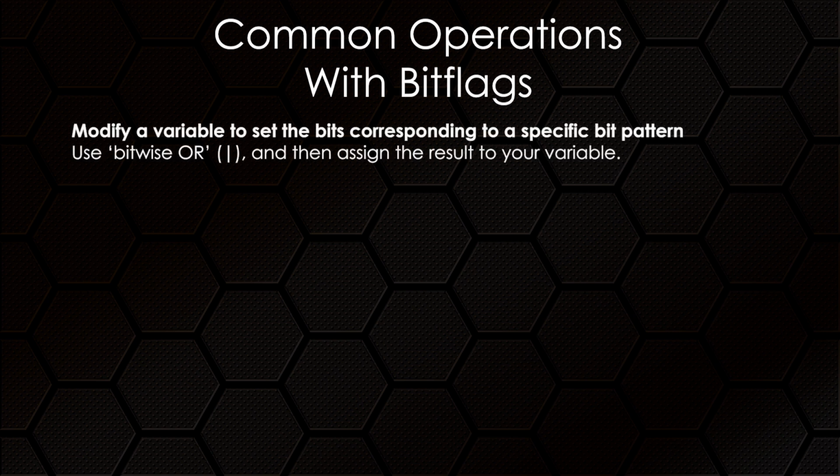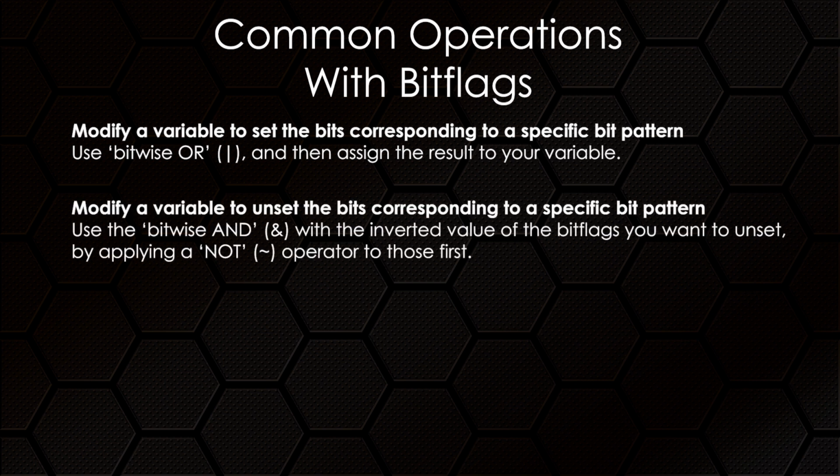Modify a variable to set the bits corresponding to a specific bit pattern. In this case, we use a bitwise OR on as many bit patterns as you like, and then assign the result to your variable. In the example above, we use C's bitwise OR assignment operator, which performs an OR on the variable and the other value, and then stores the result back in the variable.